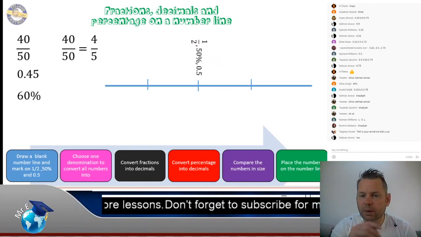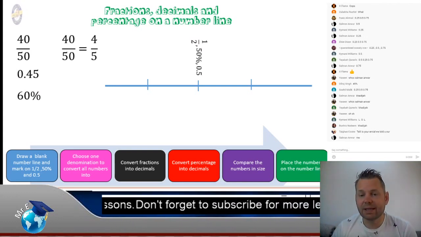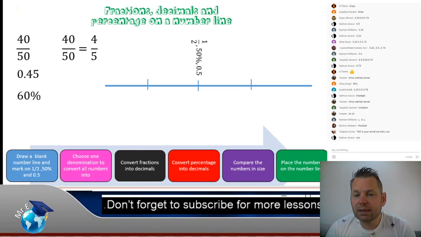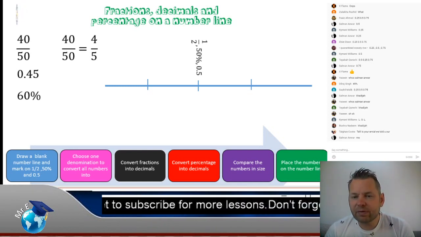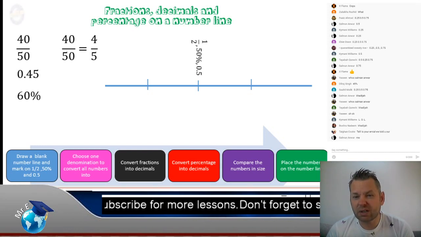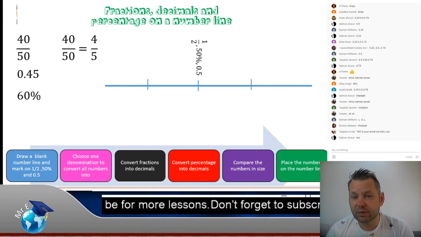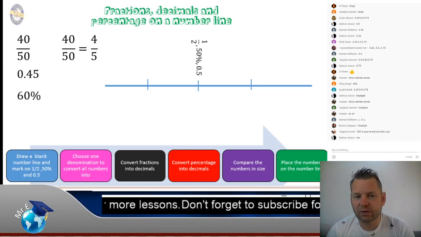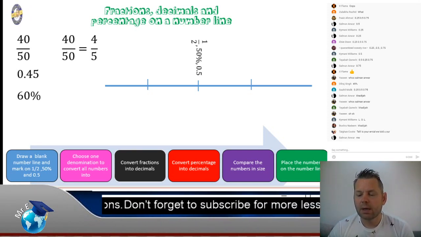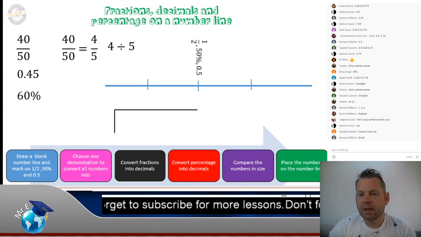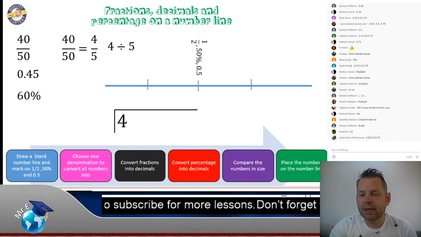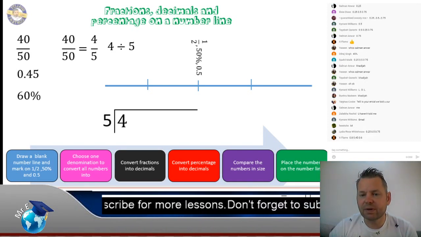So let's look at the first one. We've got 40/50ths. Well, actually, if we simplify this fraction, we can simplify it down to 4/5. So actually, we just took off the zeros of both 40 and 50. It would give us 4/5, which makes our fraction much simpler to deal with. As before, it means 4 divided by 5. And it means we can put our 4 in our bus stop and our 5 on the outside.